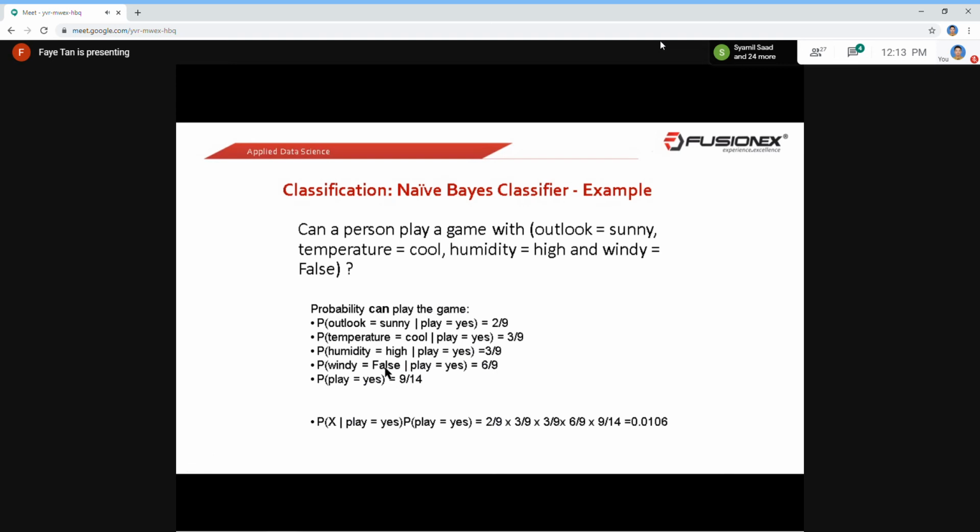Okay, at the end, you just have to multiply all these 4 together, which involve the play yes. You multiply all of them together and you get 0.0106. Looks very small.